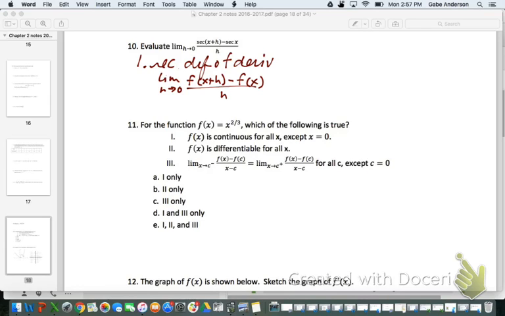Step number two. You have to ask yourself a question. Once you say, yes, I made the connection, it's the definition of the derivative, you ask yourself, of what? What is it the derivative of? If you notice, you've got f of x right here, you've got f of x plus h. Doesn't that match secant of x plus h, secant of x? So that is the derivative of secant of x.